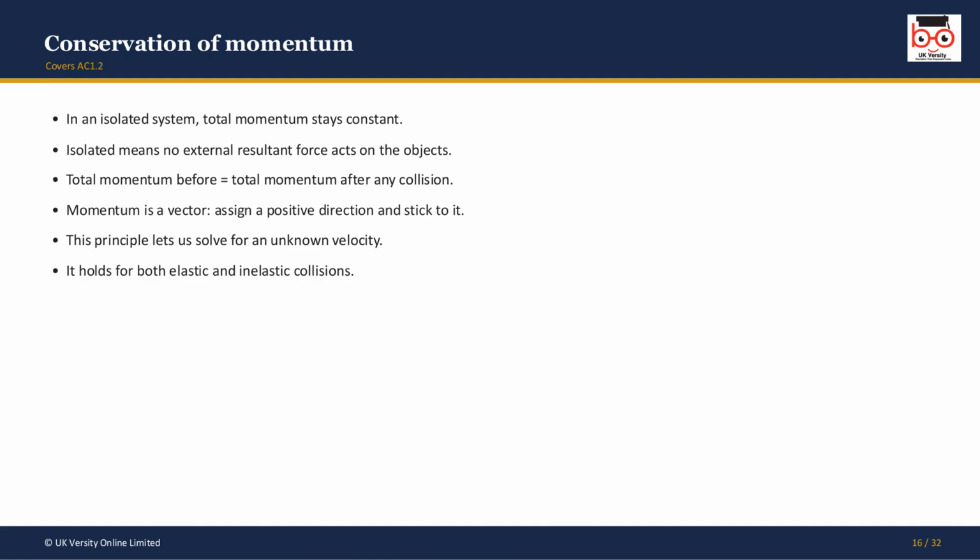One of the most useful principles in all of mechanics is the conservation of momentum. In an isolated system, one with no external resultant force acting, the total momentum stays exactly the same. So the total momentum before a collision equals the total momentum afterwards. Because momentum is a vector, you pick a positive direction at the start and stick to it religiously. This principle lets us solve for an unknown velocity, and beautifully, it holds for every collision, elastic or inelastic alike.